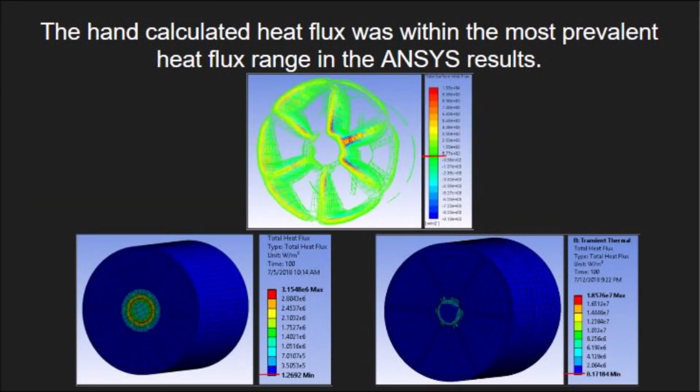The red line on the legends shows approximately where the hand calculated heat flux of 923.082 watts per meter squared falls. In the fluid flow analysis, the calculated value lies in the green region. In both the transient thermal and the optimized transient thermal analyses, the calculated value lies in the dark blue region. These colors, the green and the dark blue, are most prevalent in the respective analyses.